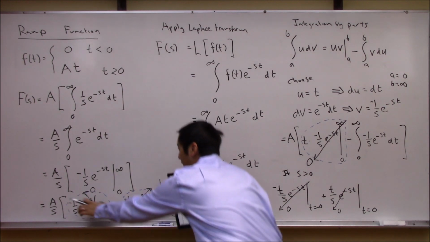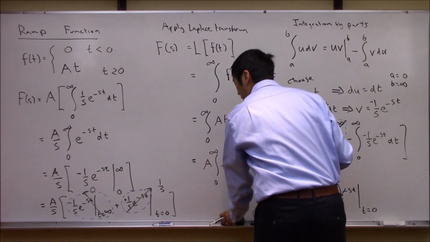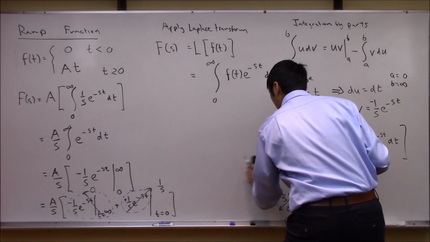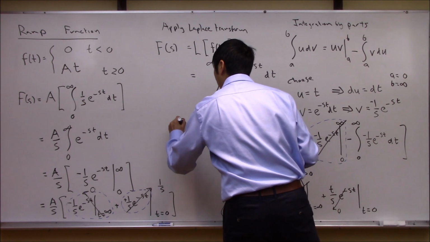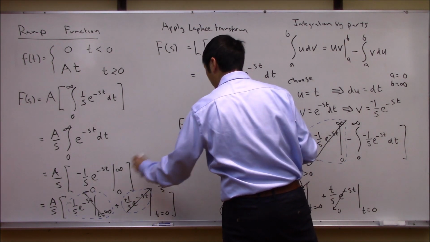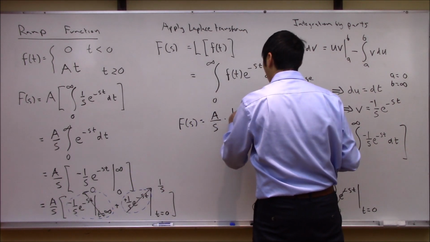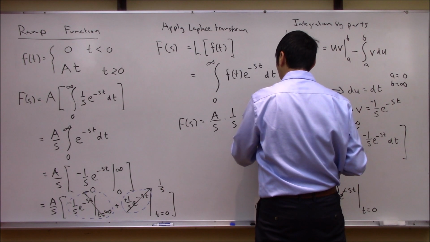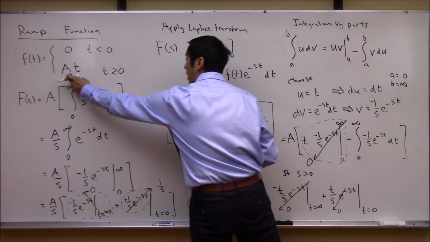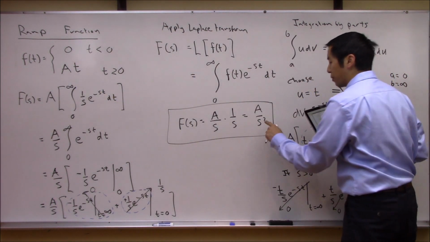Great. So at the end of the day, let's just write it out here. F of s is equal to a over s times this whole thing in square brackets, which is just 1 over s. So you end up with a over s squared, right? So again, a ramp in the time domain looks like an a over s squared in the Laplace domain.